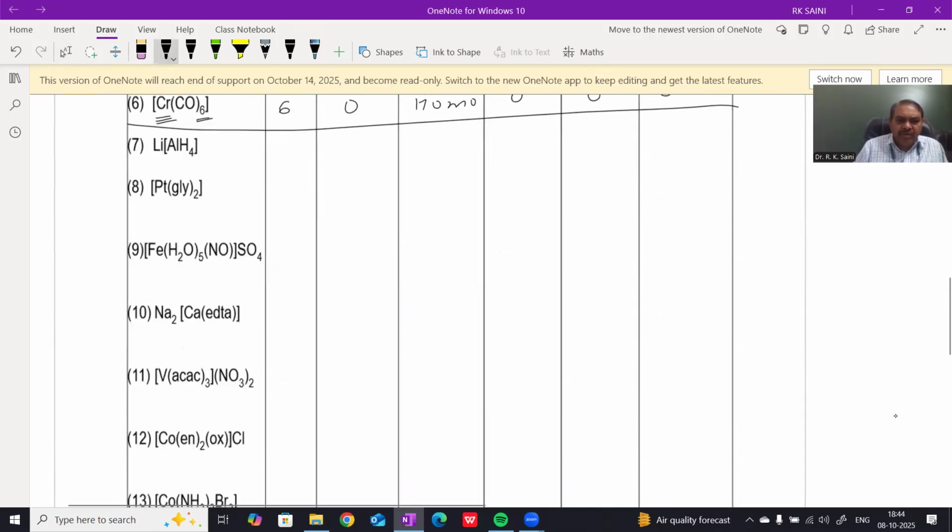LiAlH4. Coordination number 4. Oxidation state of metal is +3 because lithium carries +1 charge, aluminium is taken as X, and 4 hydride ions carry -1, in which the ligand is hydride ion. Therefore, oxidation state of aluminium is +3. The complex is also homoleptic because all ligands are of a similar kind, hydride.